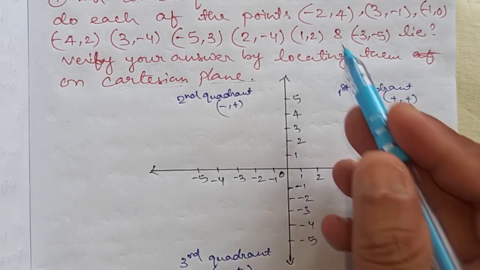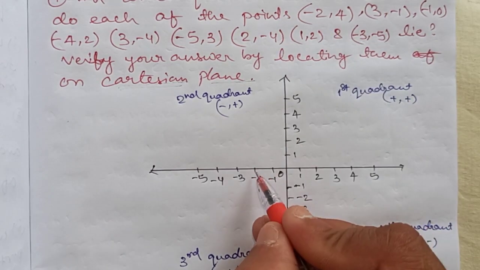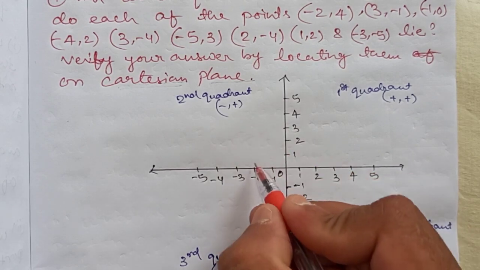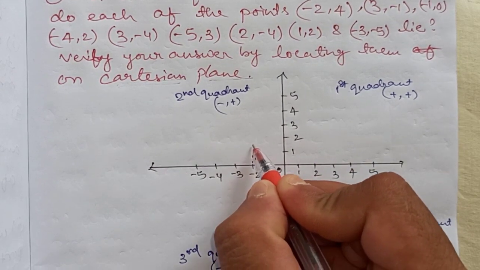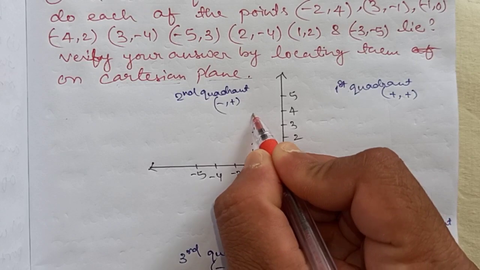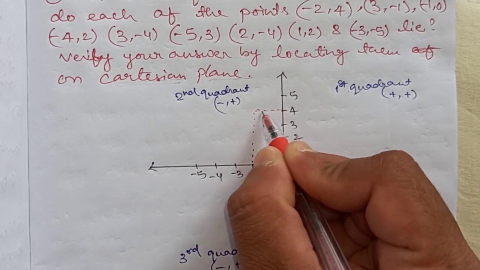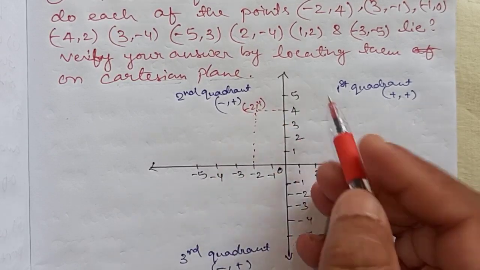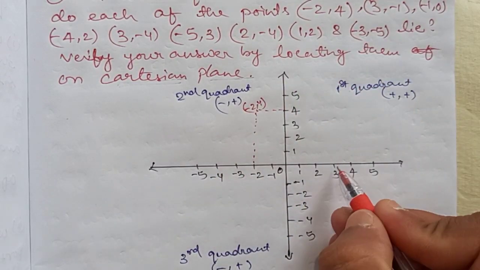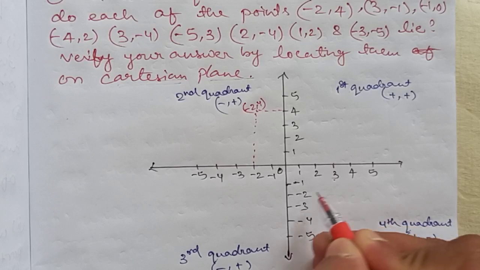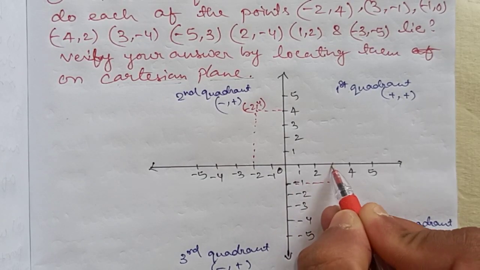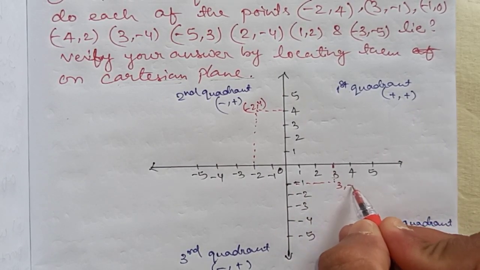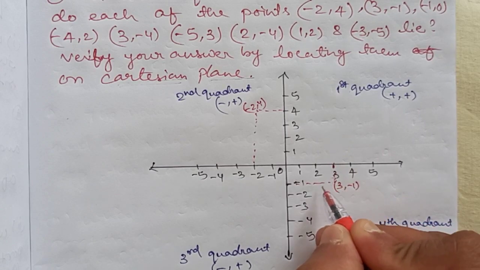The first point is minus 2 comma 4. So minus 2 is here and 4 is here, so we will draw a dotted line to join them. So this is minus 2 comma 4. Okay, next point, 3 comma minus 1. Just join with a dotted line so that you will be able to understand where the point will lie.